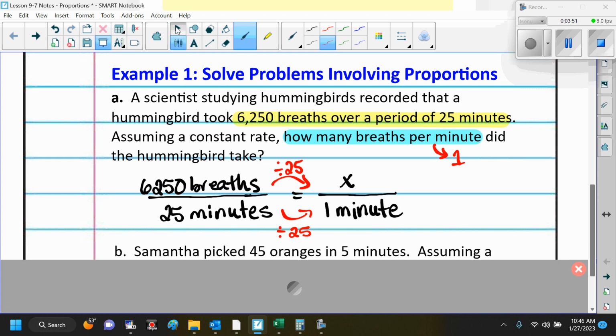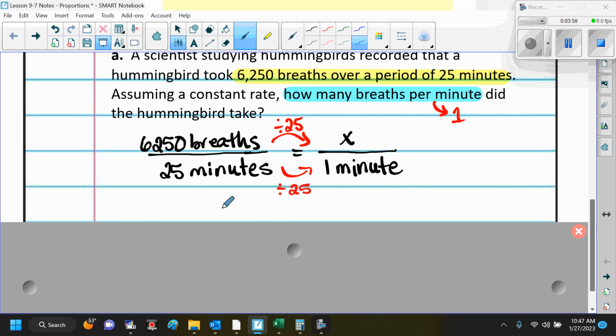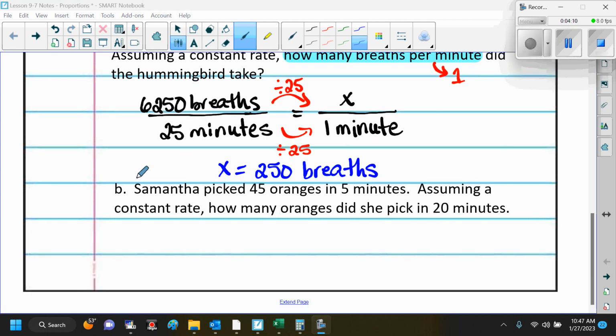Right. So x, and I'm going to write my answer down below. Let me fix this a second. So x is equal to 250 breaths. Very good. X is equal to 250 breaths. Make sure you label your answer. I would like for you to take maybe 2 minutes to work on example B with your table partners.